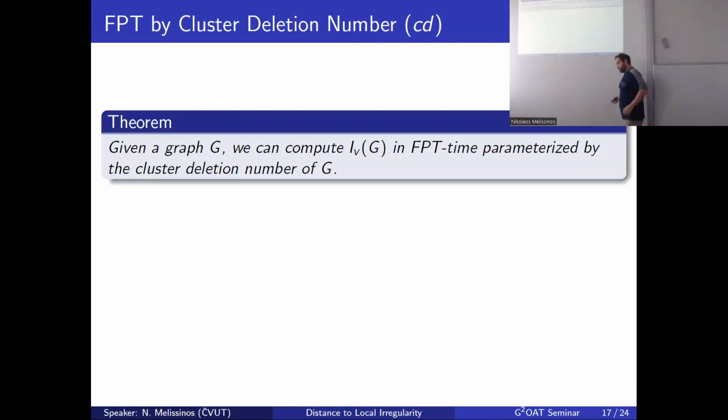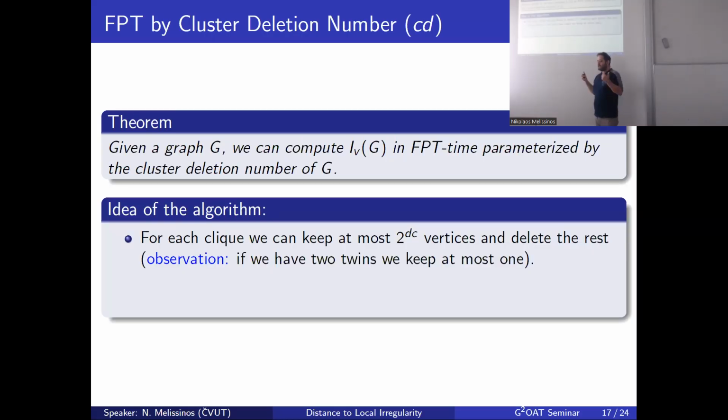Then we decided to see what happens with the distance to cluster, the cluster deletion number. Here you have a small number of vertices, you delete them, and then you have a cluster, so all the connected components are cliques. Now we're going to basically use the previous algorithm. The key observation here is that if you have two twins inside the clique, then you're always going to delete one of them, regardless of what happens to the rest of the graph.